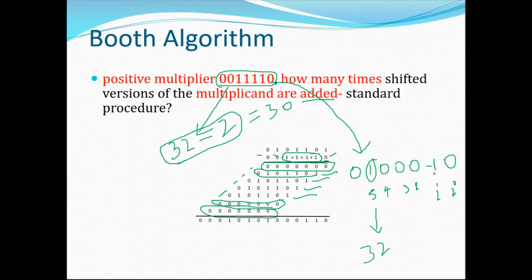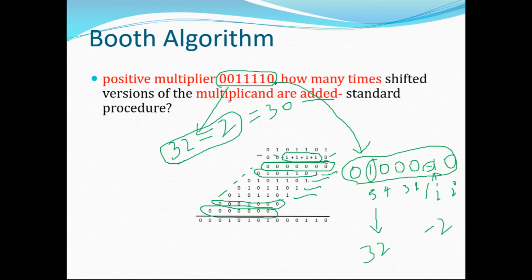This is 2 to the power 1. 2 to the power 1 is 2. But there is a minus sign here, so it is minus 2. So this is equivalent to 30.